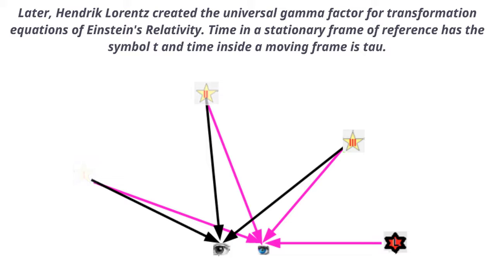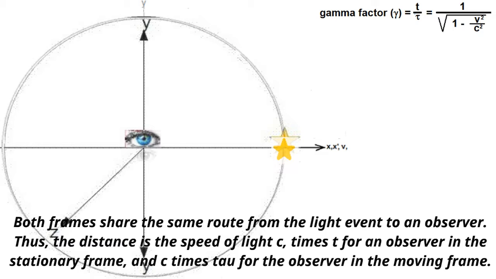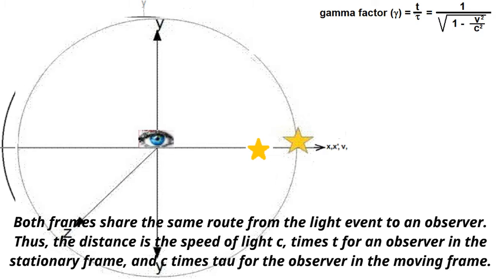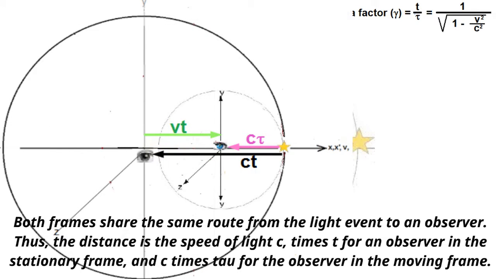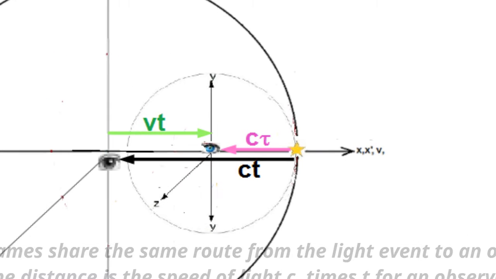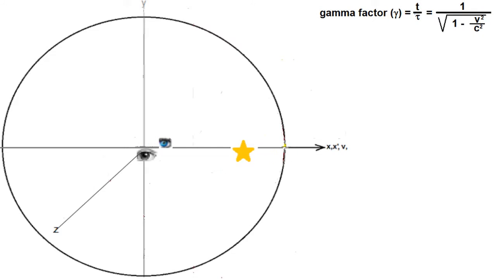Time in a stationary frame of reference has the symbol t, and time inside a moving frame is tau. Both frames share the same route from the light event to an observer. Thus, the distance is the speed of light, c, times t for an observer in the stationary frame, and c times tau for the observer in the moving frame.